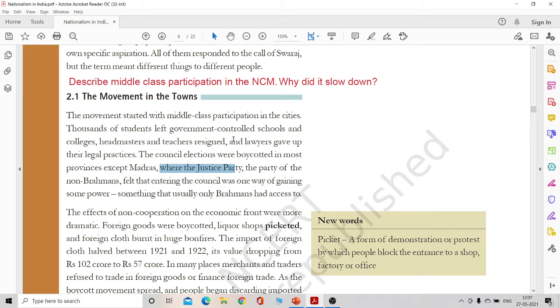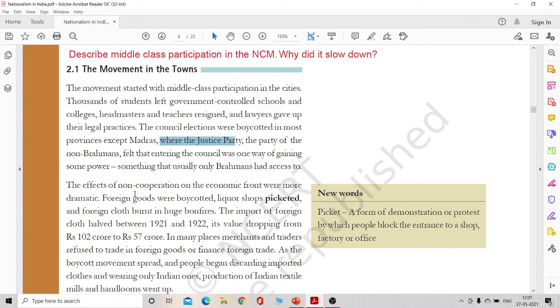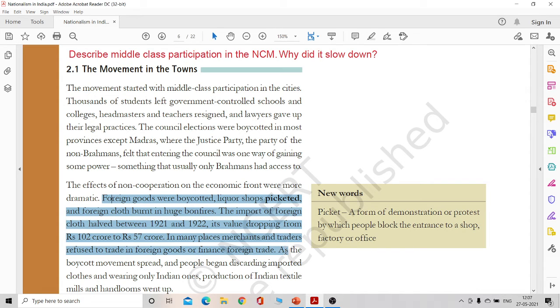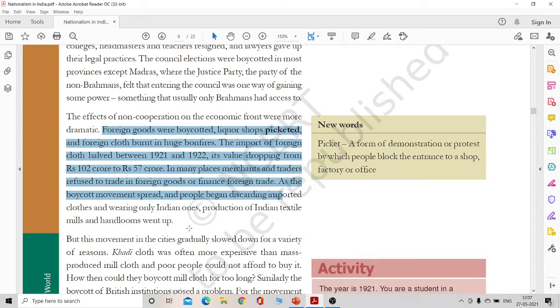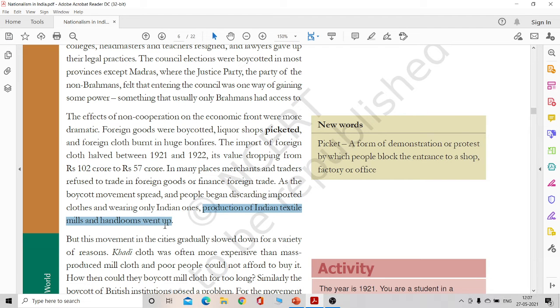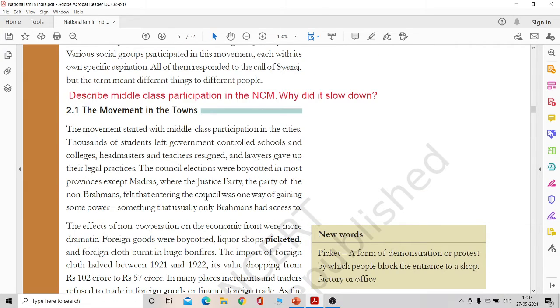Okay, now moving on, with the middle class participation in the cities, we see that foreign goods were boycotted, liquor shops were picketed, etc., and the import value dropped from 102 crore to 57 crores, and in many places merchants and traders refused to trade in foreign goods, right? And only khadi was picked up, and the production of Indian textiles, mills and handlooms went up. So this would be your answer to middle class participation, right? Thousands of students left government controlled schools and colleges, headmasters and teachers resigned, and lawyers gave up their legal practices.